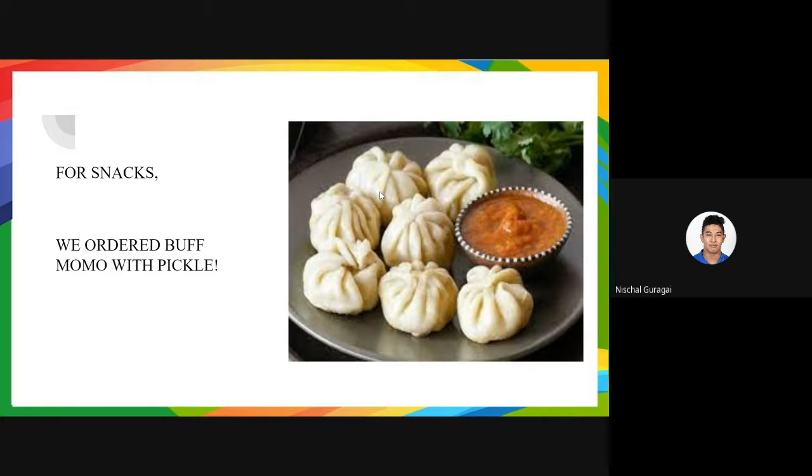Place of origin, Nepal, Tibet, and we can have it in various variations: steam momo, kothi momo, fry momo, C momo, jhol momo. Ingredients used in momo are meat, chicken, vegetables, wheat, flour, and garlic. Usually it is served hot with seasonal pickle of different types. The pickle was very nice. It is usually eaten as a snack in Nepal.